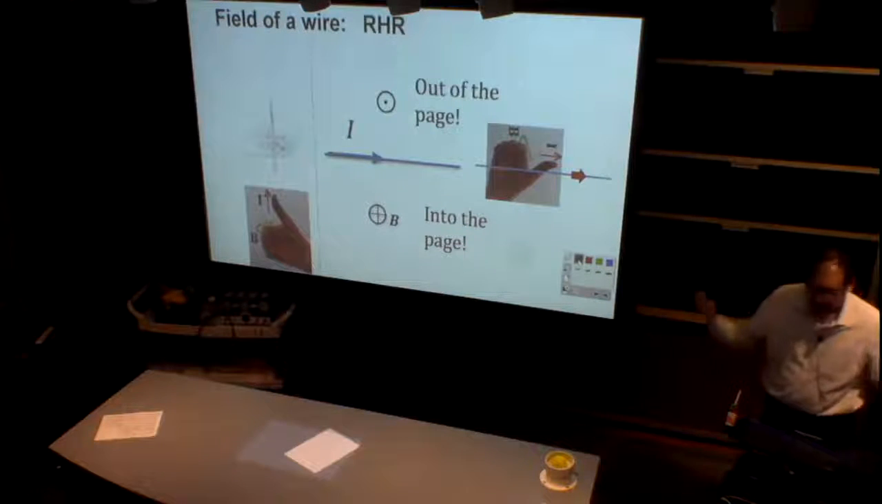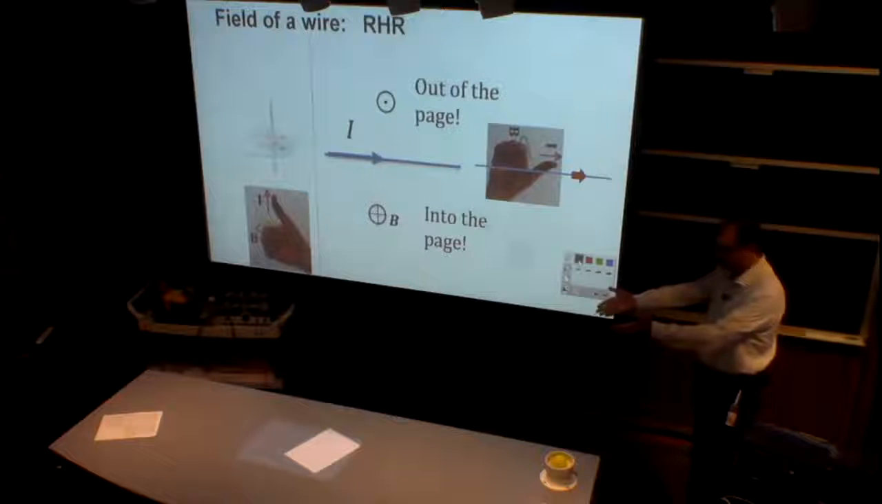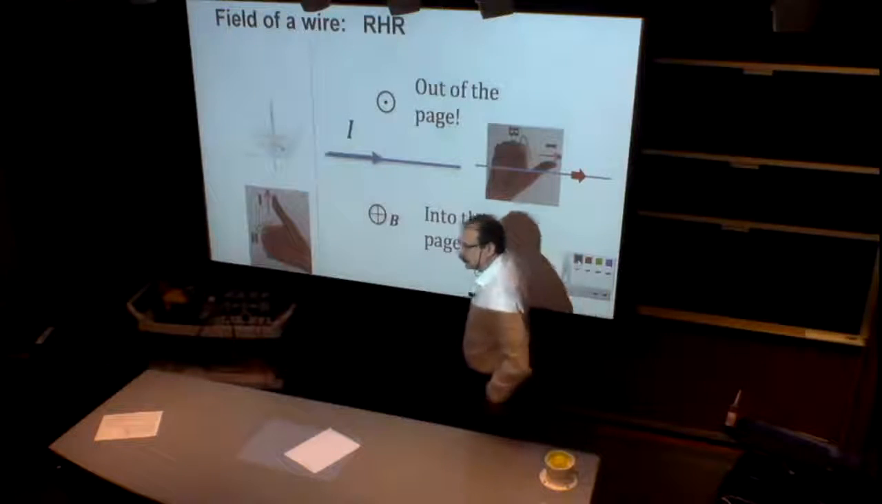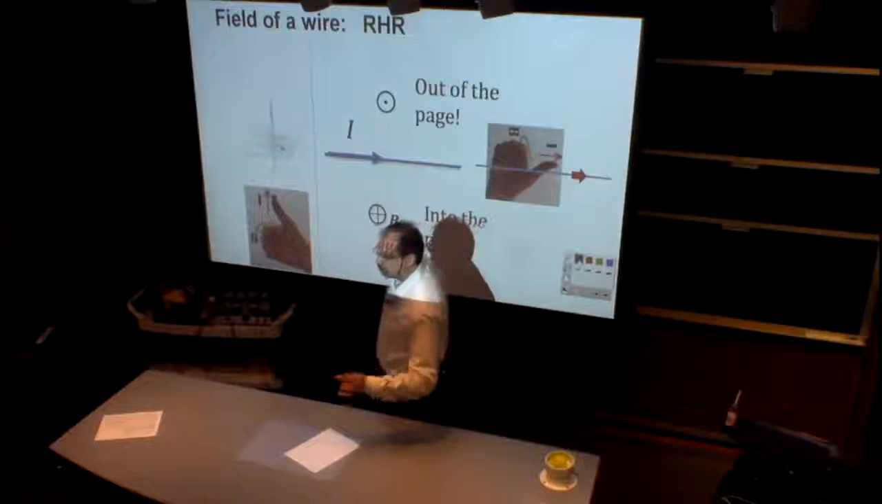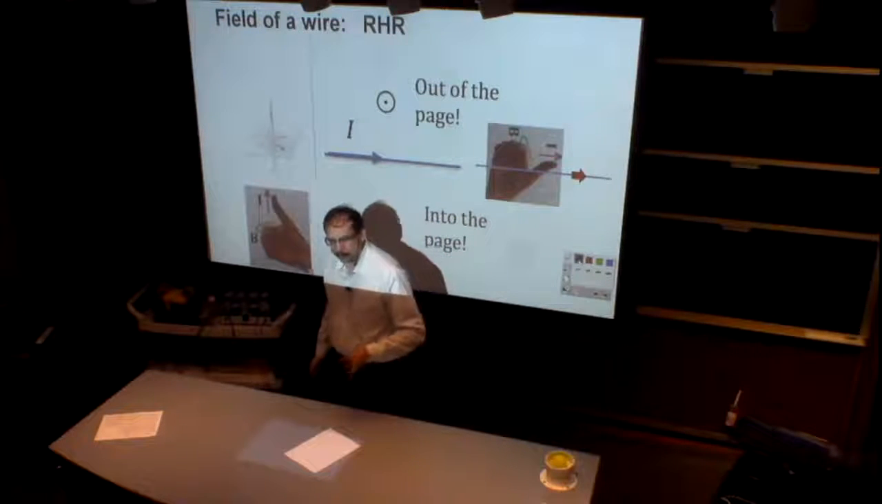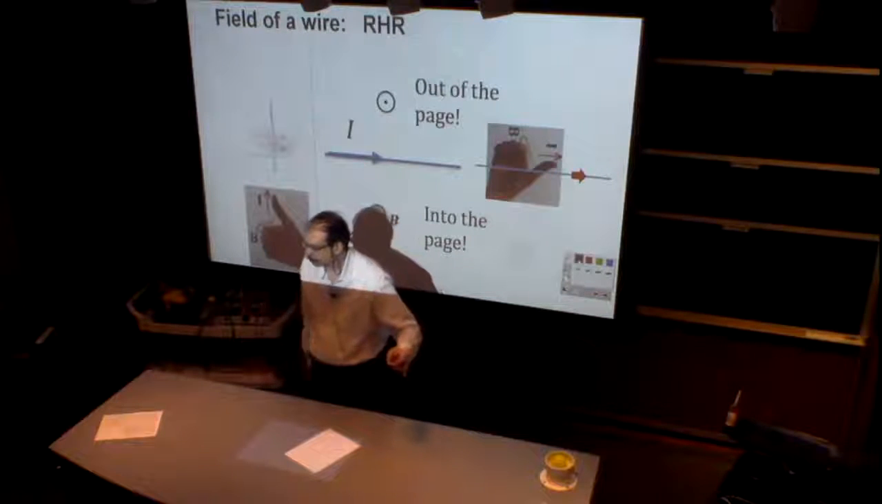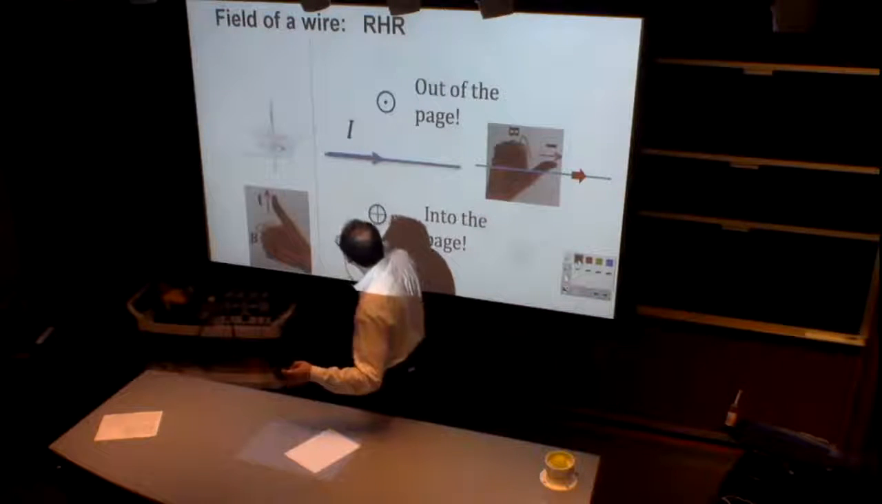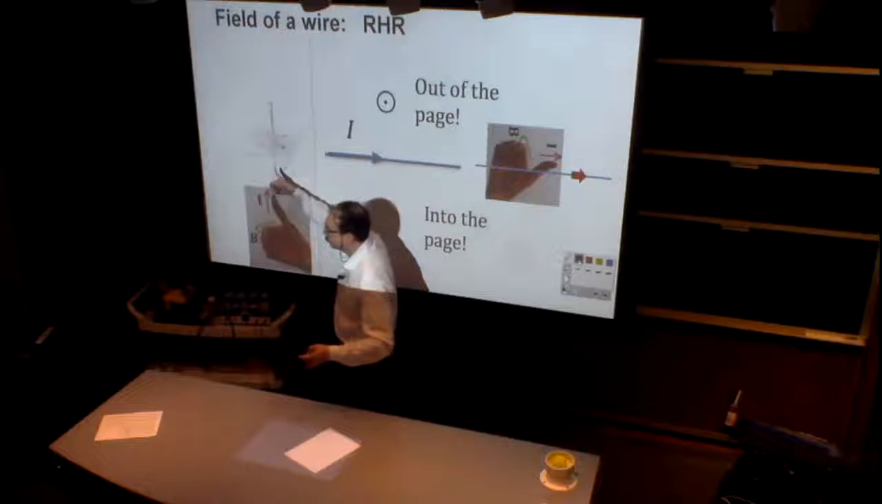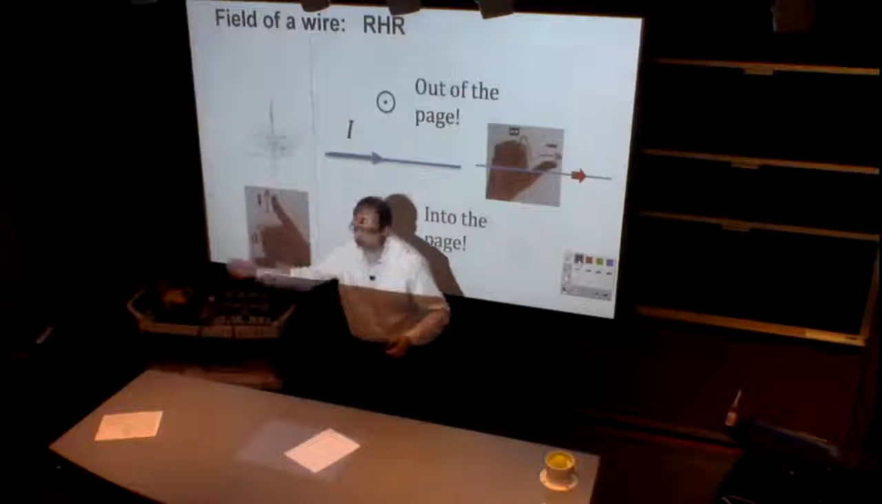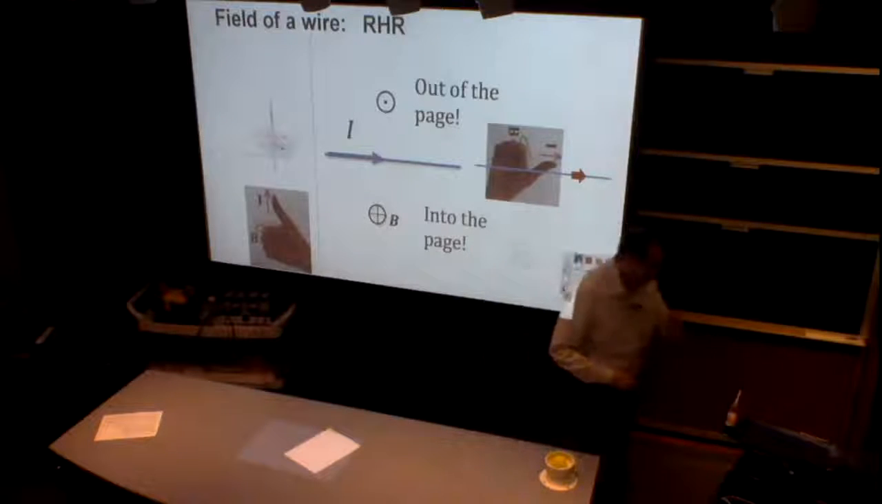So, that's the right-hand rule, which has been proved. Every time when you need to make a statement about a direction of magnetic field generated by a straight wire at a certain point, you have to use that rule. You have to imagine you're grabbing the wire, point thumb in the direction of the current, fingers show you the direction of magnetic field lines around it.